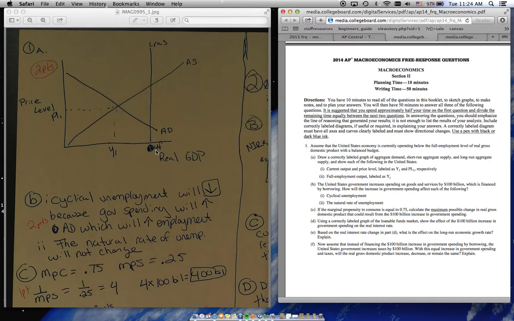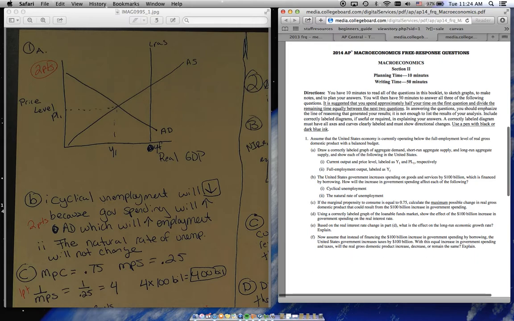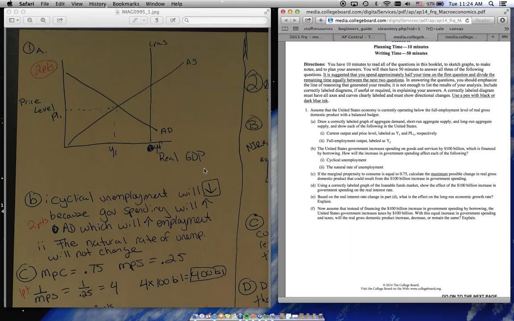Okay, so everyone should have gotten that. That should have been an easy 2 points. Let's go on to the next part. So the United States increases spending on goods and services by $100 billion. So government spending increases by $100 billion, which is financed through borrowing. So how will this affect each of the following? So the first is cyclical unemployment. Cyclical unemployment will decrease because cyclical unemployment is the unemployment that's based on a recession.